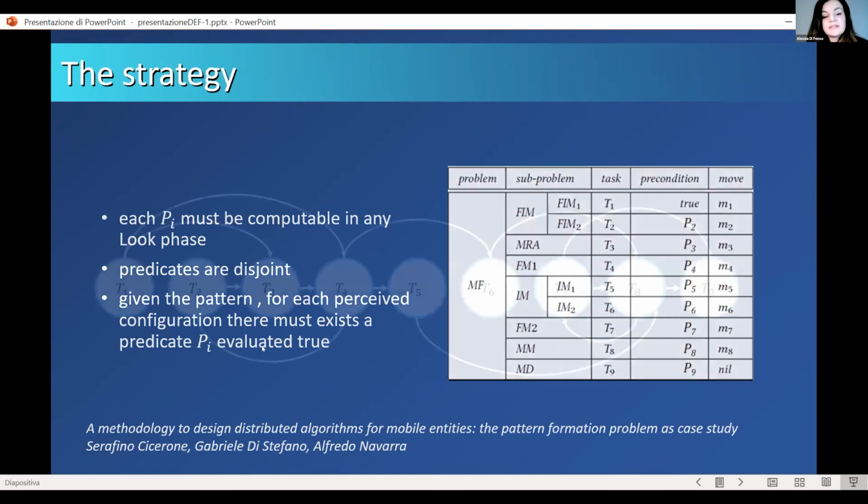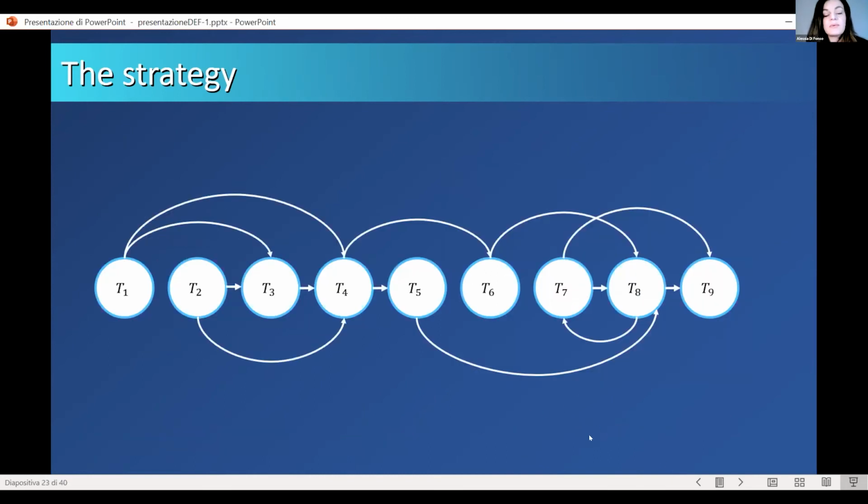Here we see the transition between system states. The robot recognizes in the look phase the state of the system and moves accordingly. The movements of the robots bring the system to the next state.